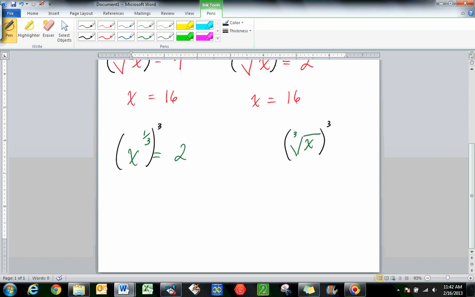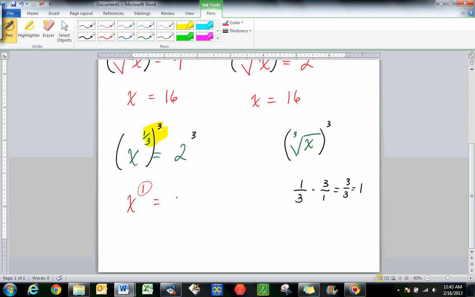Now, the desired effect here is this. Whenever I raise a power, I'm going to multiply those two values. So when I multiply 1/3 times 3, which is also 3 over 1, I'm going to get 3 over 3, which equals 1, which is simply going to give me x to the first power, which is an understood value. And of course we don't write that first power, but that's the desired effect that we're looking for here.